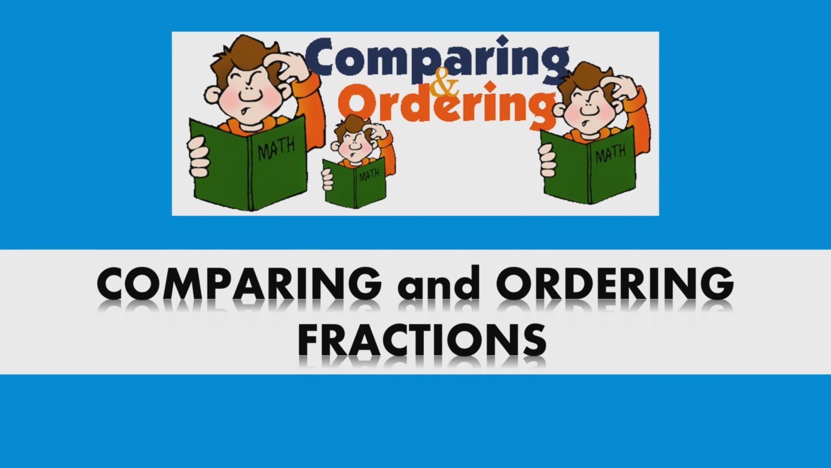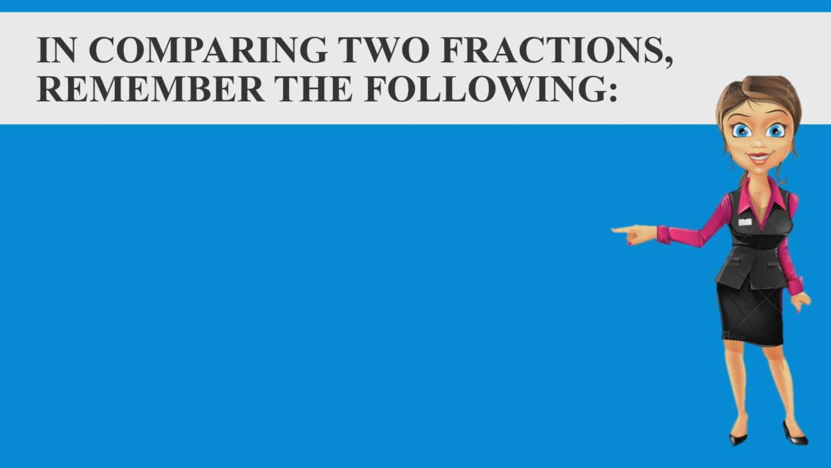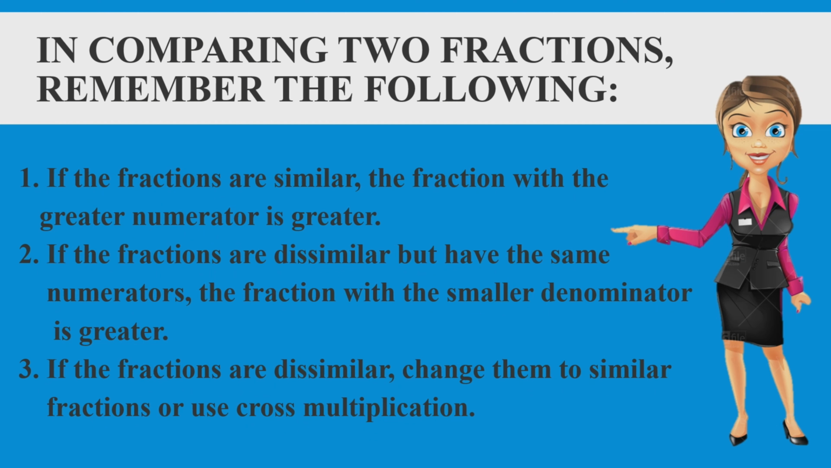And for today's lesson, we will be discussing comparing and ordering fractions. In comparing two fractions, remember the following. 1. If the fractions are similar, the fraction with the greater numerator is greater. 2. If the fractions are dissimilar but have the same numerators, the fraction with the smaller denominator is greater. 3. If the fractions are dissimilar, change them to similar fractions or use cross multiplication.